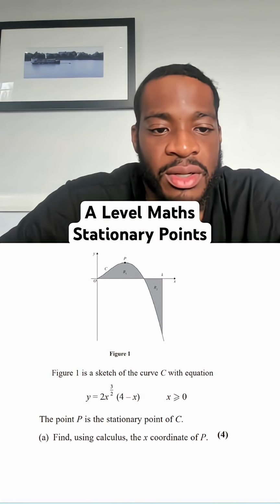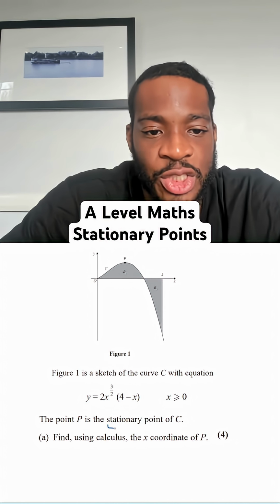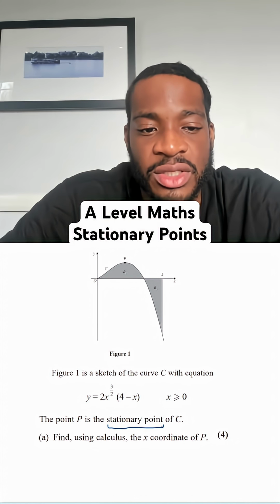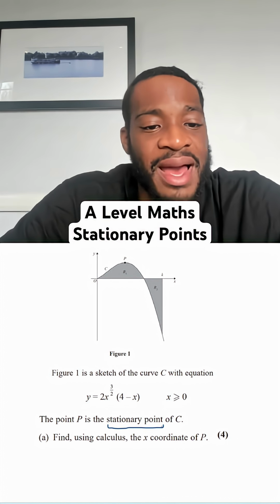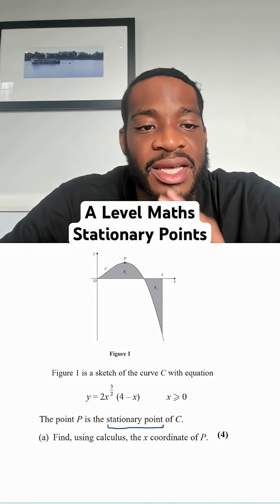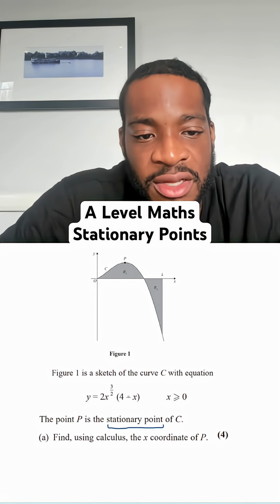Okay, so with this one, the first thing that I see immediately is the stationary point here. Whenever I see that term, it just means that you set dy dx equal to 0. If you see turning point, maximum point, minimum point, or stationary point, these all mean the same thing. Dy dx is 0. So all we need to do is differentiate this.